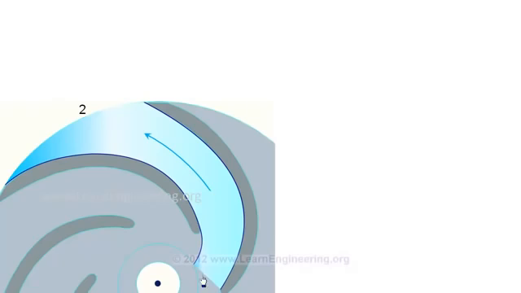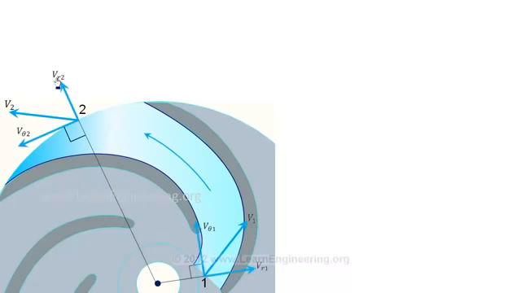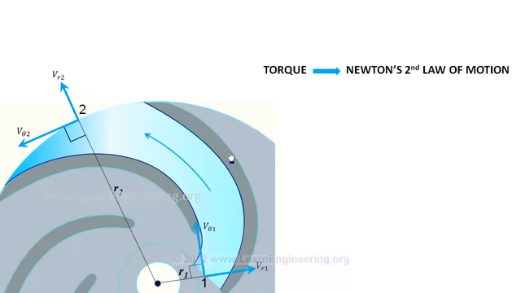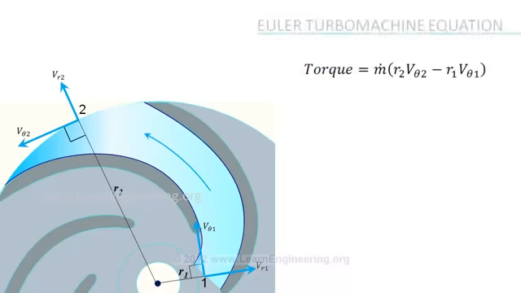The inlet velocity, V1 gets changed to outlet velocity V2. Velocity of fluid can be split into tangential and radial components. In order to make the fluid flow, there should be an external torque acting on it. This torque can be derived from Newton's second law of motion, which acts as the fundamental equation of turbomachinery. The torque is given by this equation, which is also called the Euler turbomachine equation, the most important equation in turbomachinery.